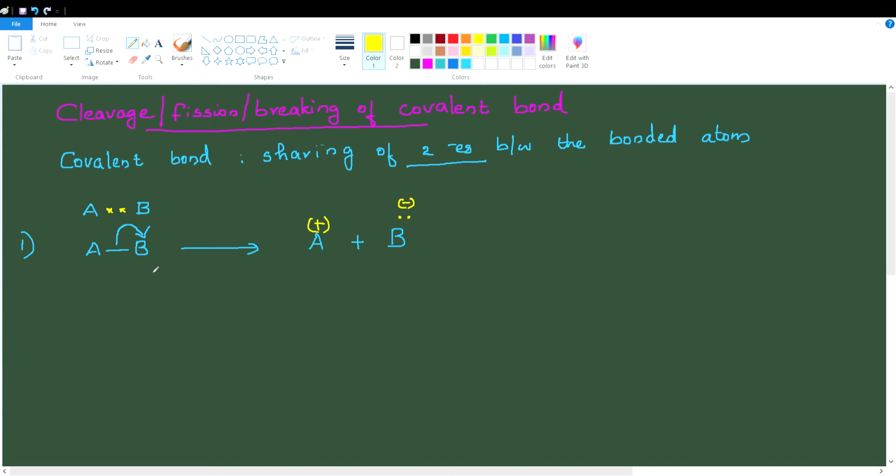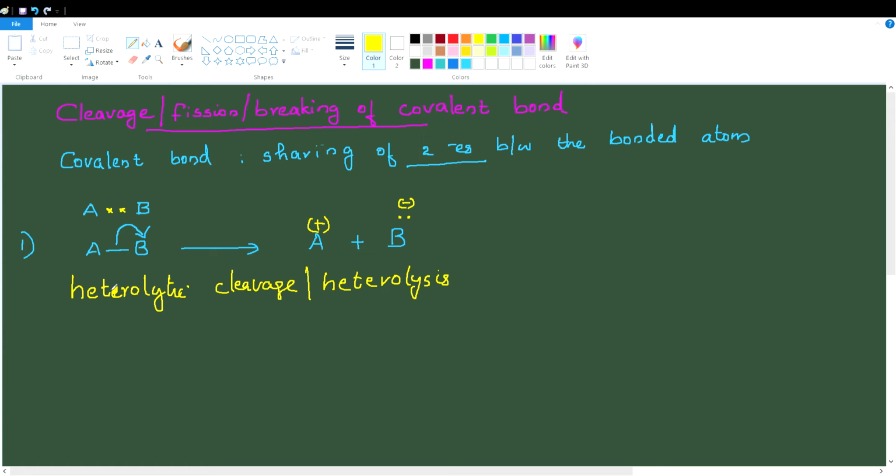This type of breaking of covalent bond is called heterolytic cleavage, also known as heterolysis. What is heterolytic cleavage? Movement of both the shared electrons towards one of the bonded atoms. Why does the electron move towards one of the bonded atoms? Because that element has more electronegativity. So movement of electrons towards the more electronegative bonded atom takes place in heterolysis.